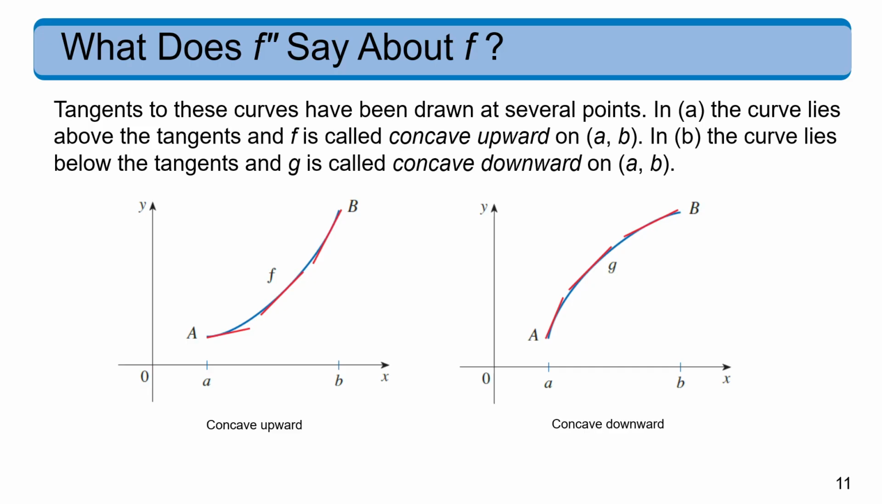So what we'll see is that f prime will not tell us about the concavity. So the first derivative test does not answer that question. We're going to learn that the second derivative, though, will tell us where the graph is concave up and concave down.